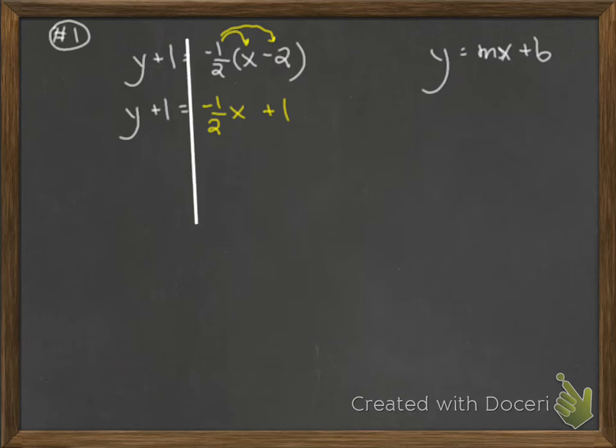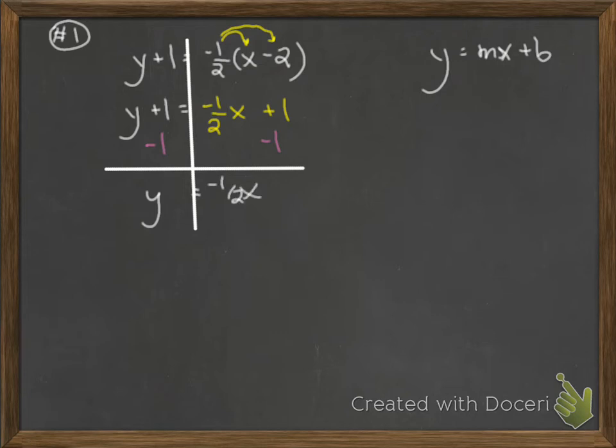I forgot to draw my vertical line. Let me do that. So what's missing now? Well, the only thing that's the problem now is that I still have this plus 1, right? And as always, the y needs to be all by himself on one side of the equation. So that's easy enough to fix, right? We just subtract 1 from both sides, and so we find out that y is equal to negative 1/2 x.